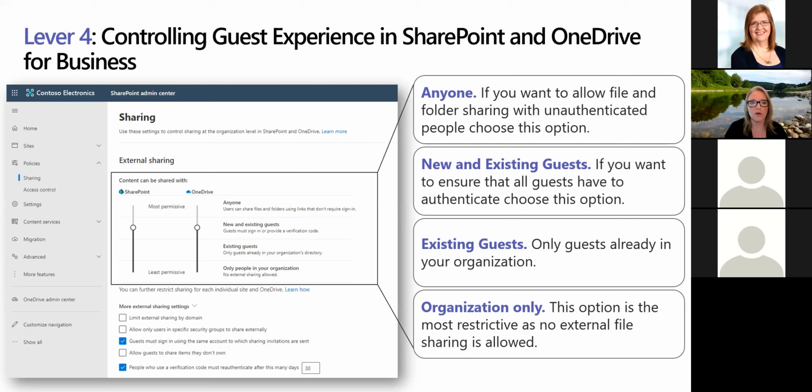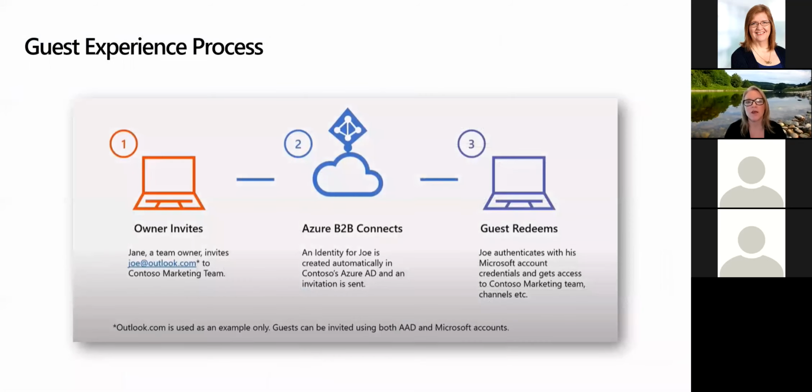So there are certain guardrails within SharePoint and OneDrive to also consider. Those are the four levers. And really the experience is the owner gets an invite, Azure B2B connects, and the guest goes ahead and redeems. So if you think of this just as an invitation, you're hitting a join, it's doing the authentication with the home tenant identity, and then going in and redeeming and connecting.